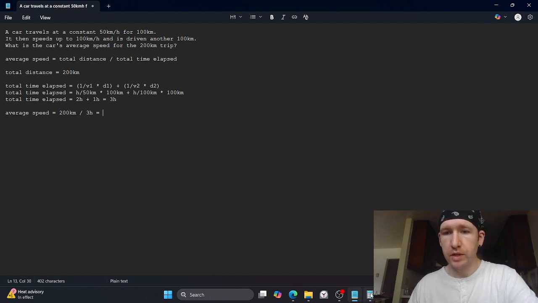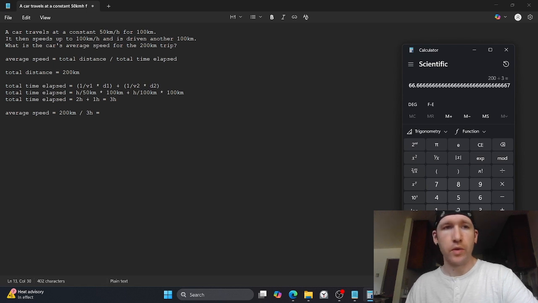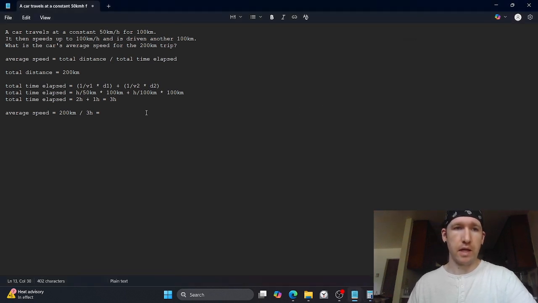So now we'll take this, we'll plug this into our calculator. I'm pretty sure that this is 66.666. It's a non-terminating decimal. But let's plug this into the calculator. Okay, and then the smallest amount of significant figures in the problem is 2. So we're going to round this to 2 significant figures. This is going to be 67 km per hour, which is what we were originally seeking.